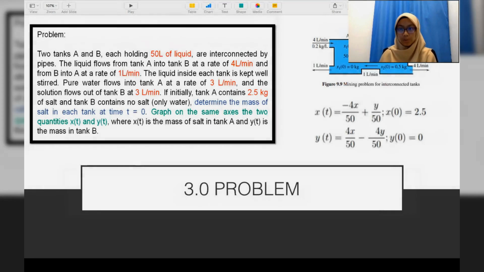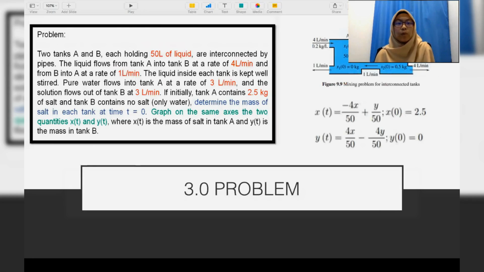The problem, which is from our textbook, page 577, mentioned that two tanks A and B, each holding 50 liters of liquid, are interconnected by pipes. The liquid flows from tank A into tank B at a rate of 4 liters per minute and from B into A at a rate of 1 liter per minute. The liquid inside each tank is kept well stirred. Pure water flows into tank A at a rate of 3 liters per minute and the solution flows out of tank B at 3 liters per minute.